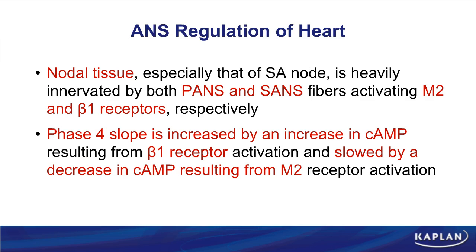With regards to autonomic regulation of the heart, nodal tissue, especially the SA node, is heavily innervated by both parasympathetic and sympathetic fibers. Parasympathetics go to the M2 receptors, sympathetics to beta 1. So phase 4 slope is increased when you increase cyclic AMP by activating beta 1s, and slowed by a decrease in cyclic AMP resulting from M2 receptor activation. This is the rationale once again behind vagal techniques. To increase parasympathetic firing, you activate M2 receptors, decrease cyclic AMP, and that slows down conduction from the SA down to and through the AV node.